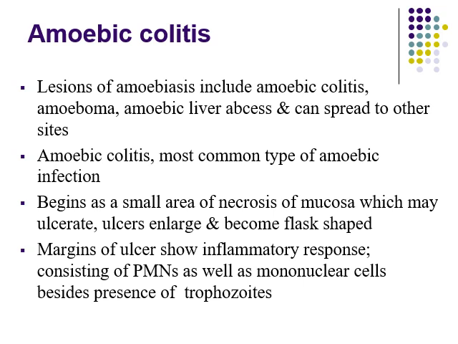It begins as a small area of necrosis, which then undergoes ulceration. The ulcer eventually becomes the flask shaped ulcer, and the margins of the ulcer show inflammatory response. So this is the microscopic picture of amoebic colitis.